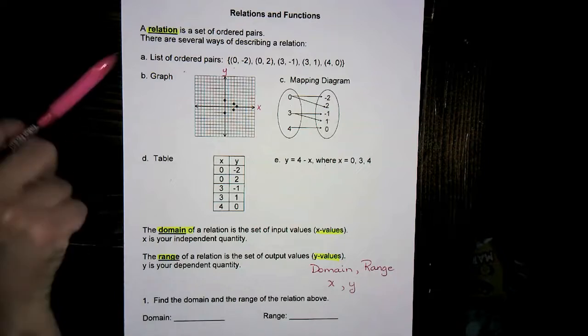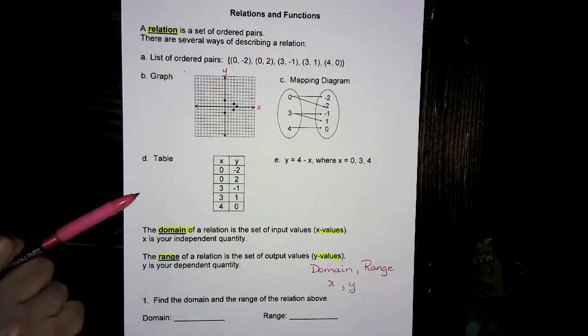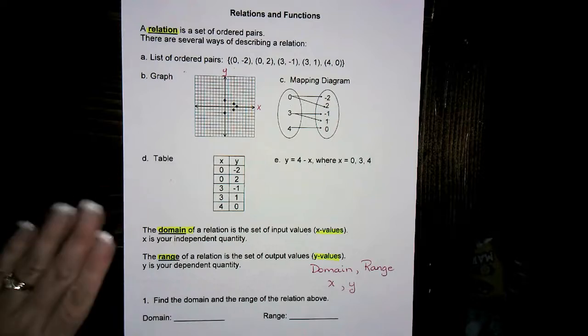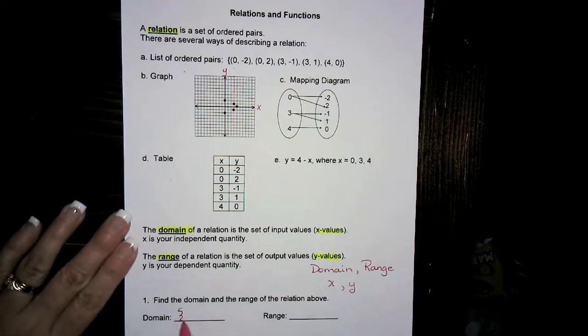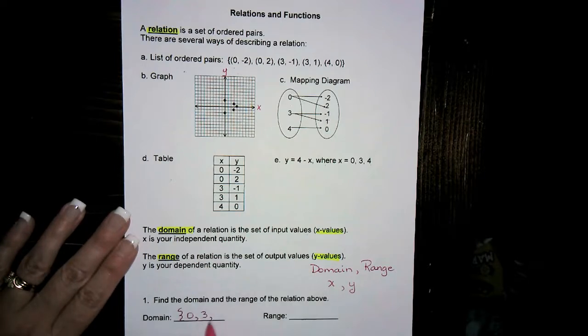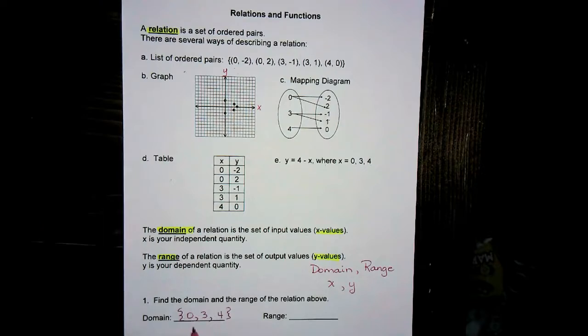Now, if I look at the example here and I want to write the domain, I'm going to write the x values. So I'm going to write 0. I'm just going to use a curly brace to show it. I'm going to put 0 and then 3 and then 4. Now, even though the x value of 0 repeated itself, I only wrote it one time. I didn't need to write it twice.